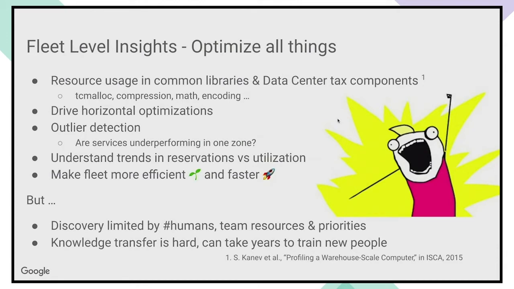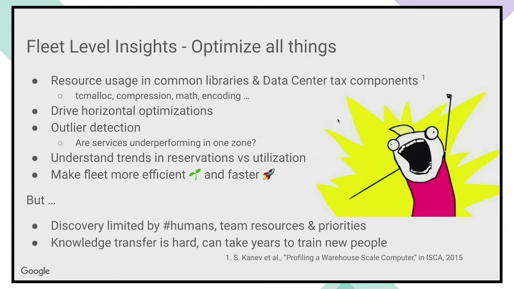This data can also help us drive cross-cutting optimizations and can have a large effect on the fleet efficiency. And it's especially useful when resource usage in a single function is small enough to evade detection, but has a huge cost when considered in aggregate. I will give an example of one such instance on the next slide.